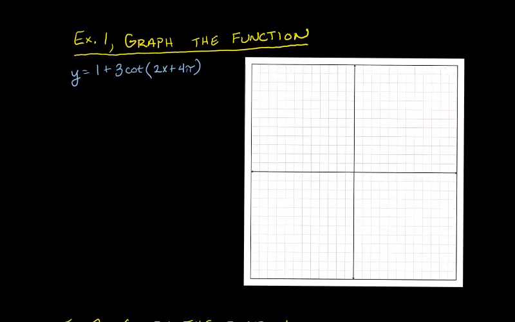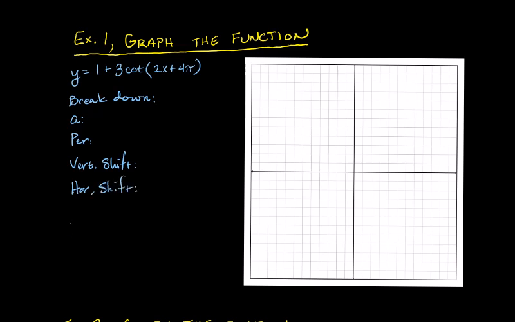Graph the function y equals 1 plus 3 cotangent of 2x plus 4 pi. Alright? So let's just break it down like we say to do, right? So the breakdown is going to be A, we want to know that. We want to know the period. We want to know if there's vertical shift. We want to know if there's a horizontal shift or a phase shift. And then we'll talk domain and range as well after we've graphed it.